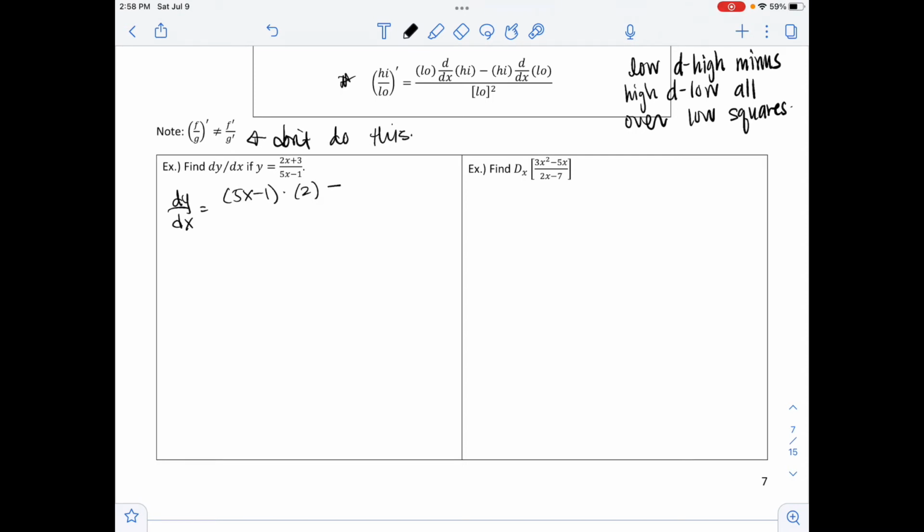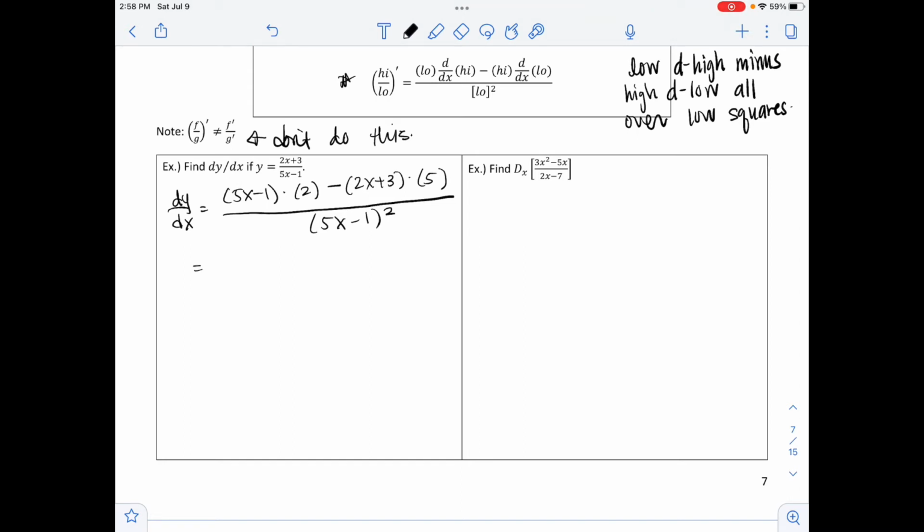Minus, this time it has a minus. The product rule has a plus. Quotient rule has a subtraction sign or a minus. The top, which is our high, so 2x plus 3, times the derivative of the bottom, d low, and that would just be 5, all over the bottom squared. So you just write the denominator, which was 5x minus 1, and square it.